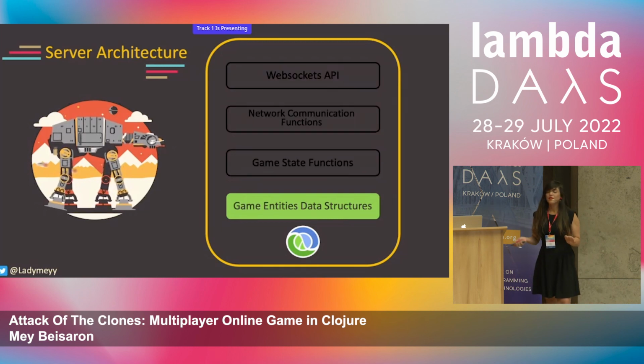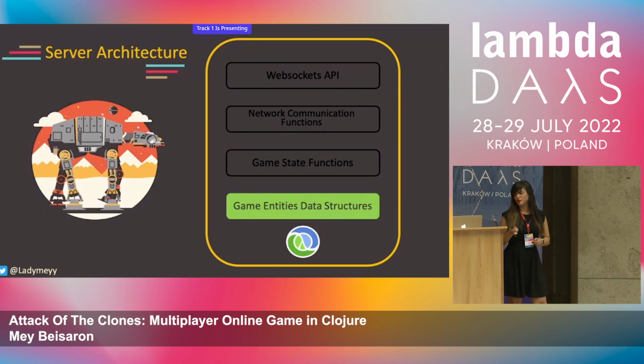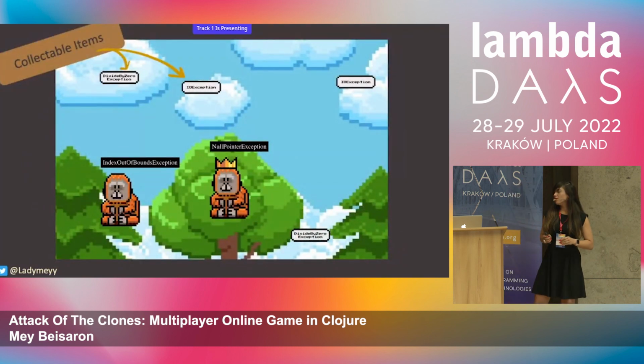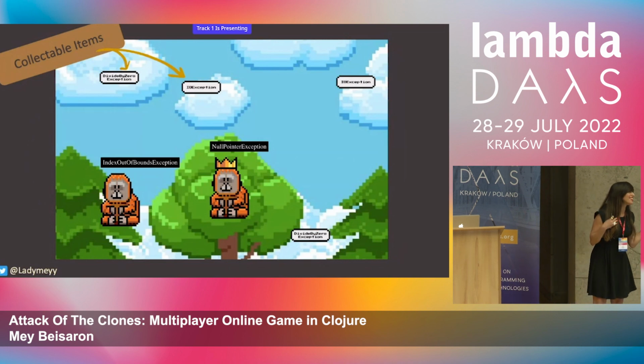So, game entities, data structures. What are the game entities in the game that we have today? First of all, we have the collectible items. And I don't know if you can see it very well, but these are exception types. I don't know, I thought it was funny. It felt funny at the time.